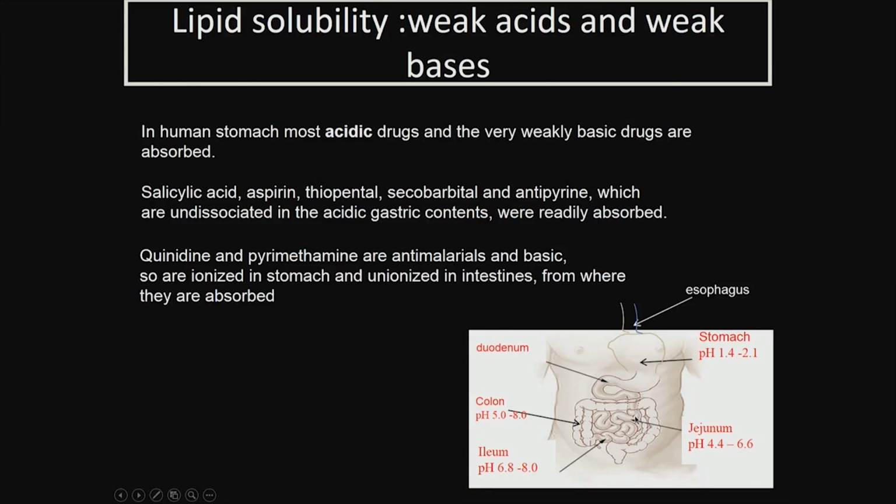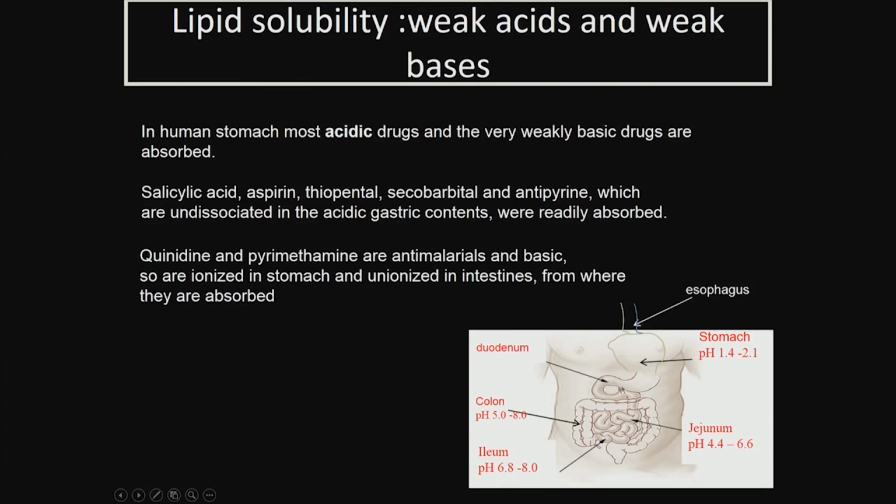So the drugs, depending upon whether they are weakly acidic or weakly basic, will start dissociating depending upon the pH, and so the absorption of the drugs may change dramatically. Some drugs may get absorbed in the stomach, some drugs get absorbed down the line into the small intestine because of the differences in pH. So we look at that.